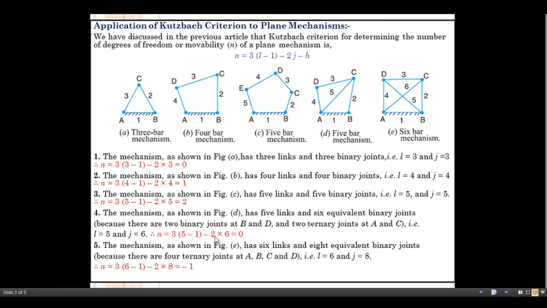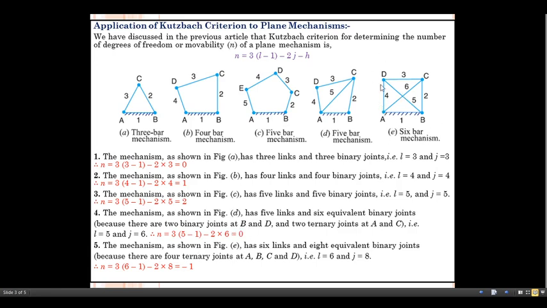Okay, just substitute a value here: 3 multiplied by (5 minus 1), which is 4. 4 multiplied by 3, how much? 12. So 12 minus 12 is nothing but 0. So the number of degrees of freedom for this case is nothing but 0. Now move towards the next case.